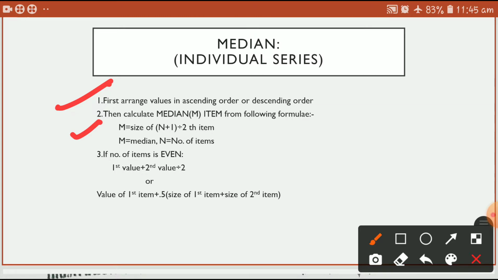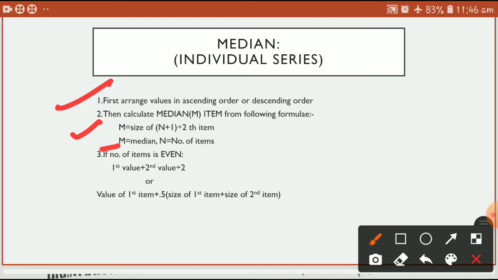Because we have an individual series now, n means the total number of values. In continuous and discrete series, n is always the total of frequency, but in individual series we don't have f, so n will always be the count, or total number of values. You have to add 1 to it, and after adding you have to divide it by 2. So M is the median, and n means the number of items. You can see here I have written it: M is equal to the size of (n plus 1)/2 item.